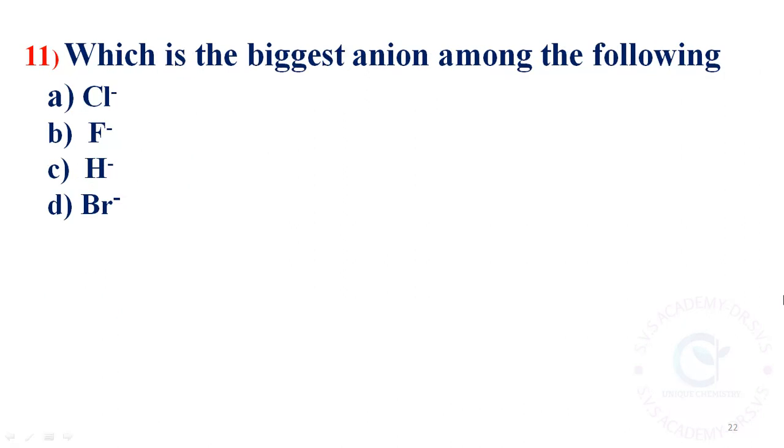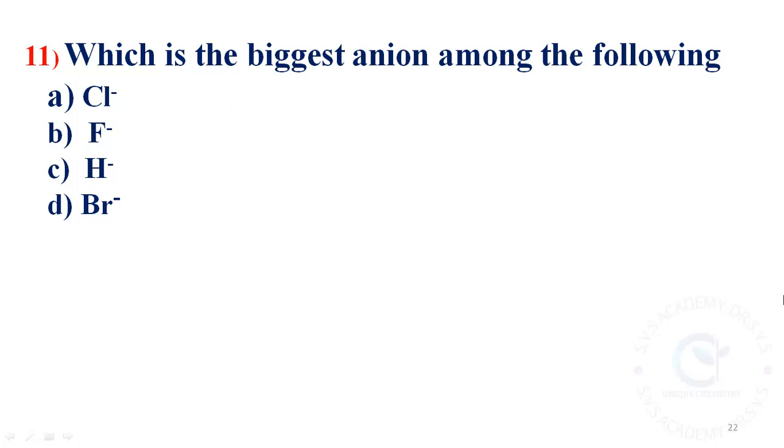The 11th question: which is the biggest anion among the following: chloride, fluoride, hydride and bromide ions. Among these four anions, we have to select the biggest. The smallest anion is the fluoride ion, and the biggest is the hydride ion.